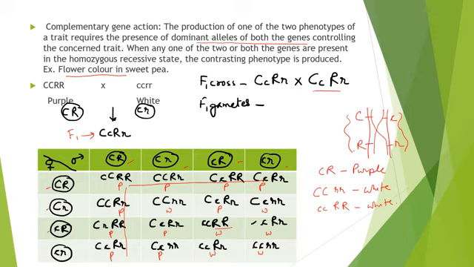Oh, sorry. Here this will be what? This will be white, correct? 7, 8, 9. So here 1, 2, 3, 4, 5, 6, 7, 8, and 9. So there will be 9 purple. 9 purple is to 7 white. Okay, so here the ratio will be 9 is to 7. So this you have to remember, 9 is to 7. Read the statement again if you don't understand, and you will get it.